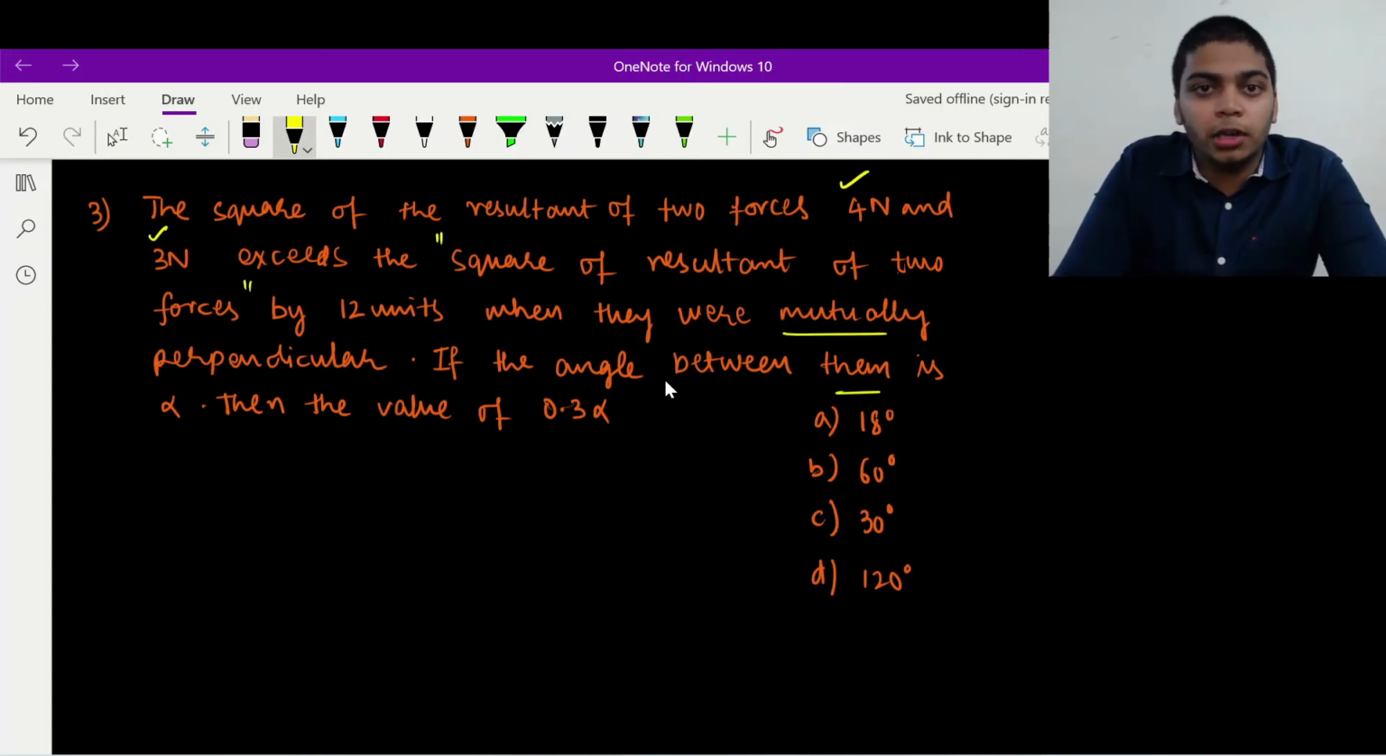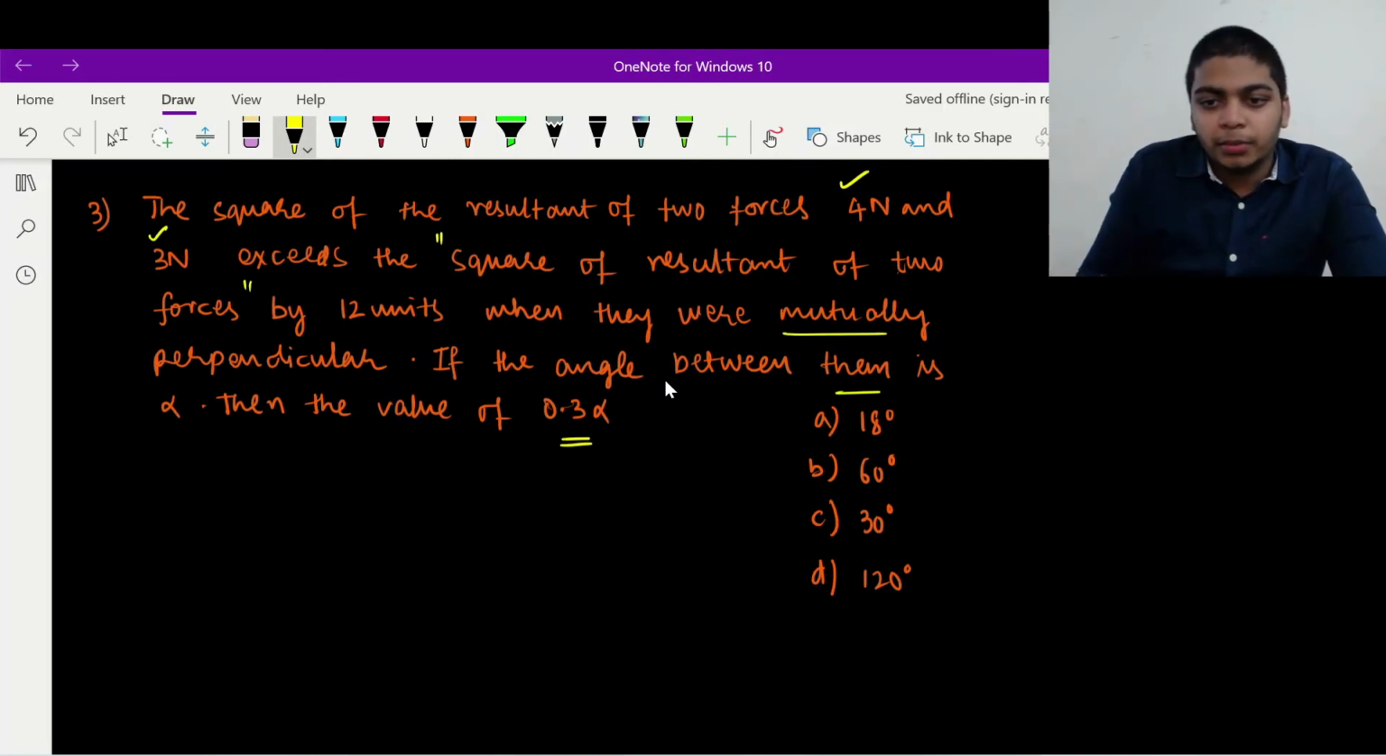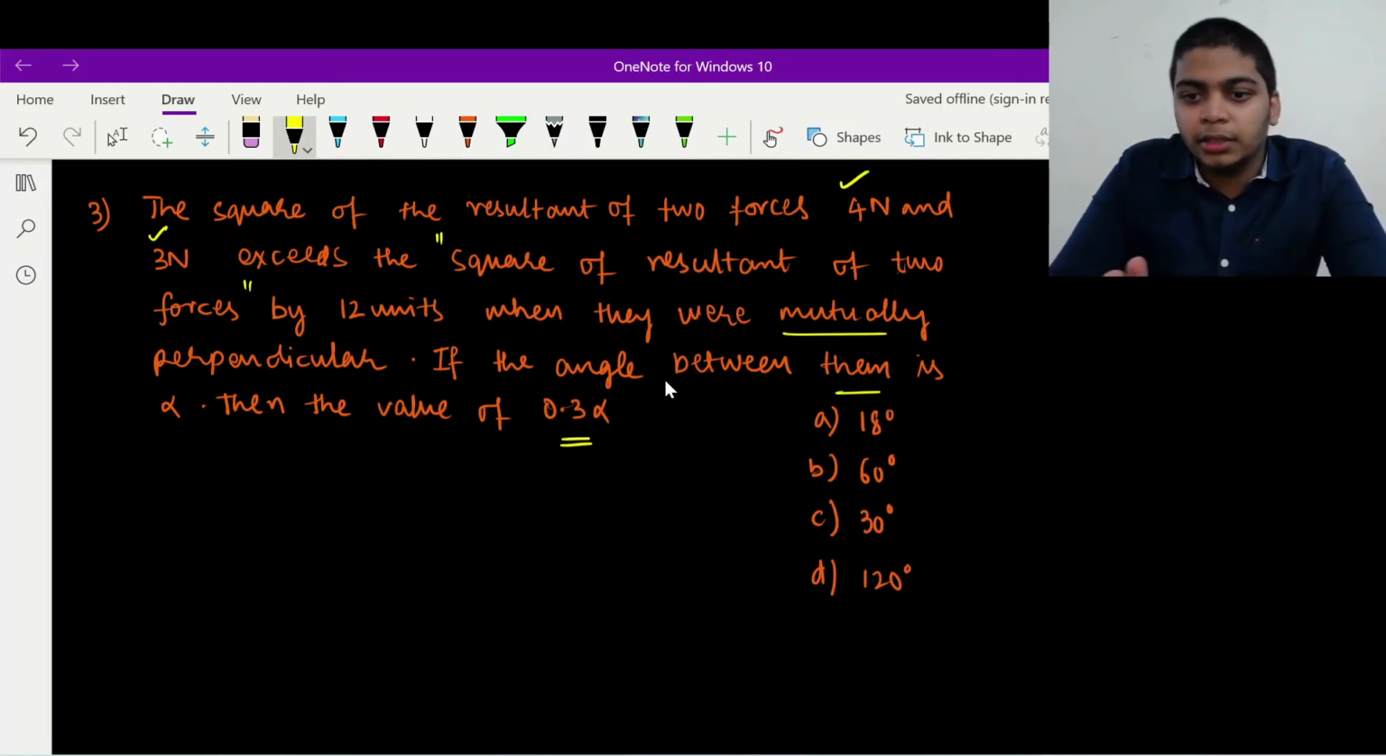So you are not going to conclude the value of alpha from your solution. This is where many competitive exams put a trap for students. This is an elimination process. So when you conclude the value of alpha, you have to check whether they are asking for alpha, or 0.3 times alpha, so that your options can be concluded. Okay, so let's get into the solution.